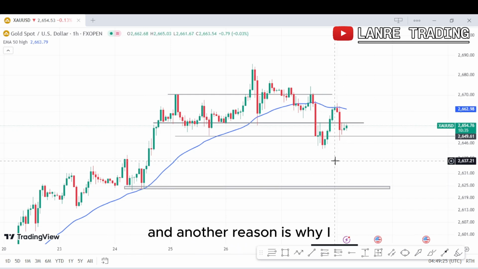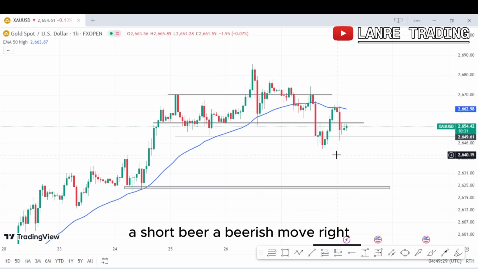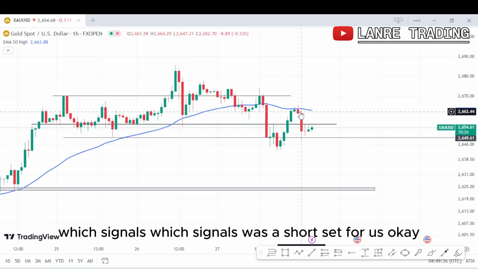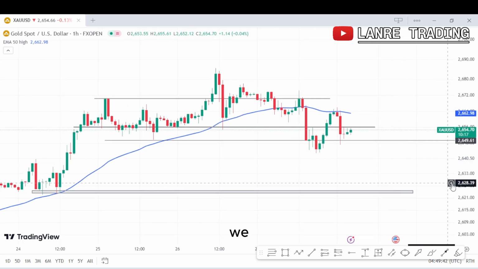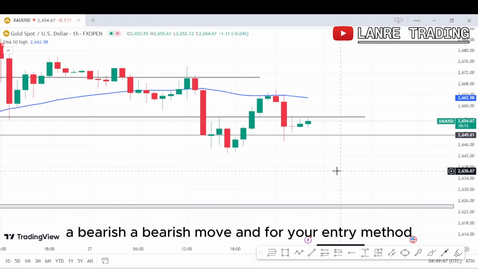Another reason why I strongly believe that we're about to have a bearish move right about now is because the moving average has crossed in a bearish direction, which signals a short sell for us. So with this basic confluence, I strongly believe that we are about to go into a bearish move.